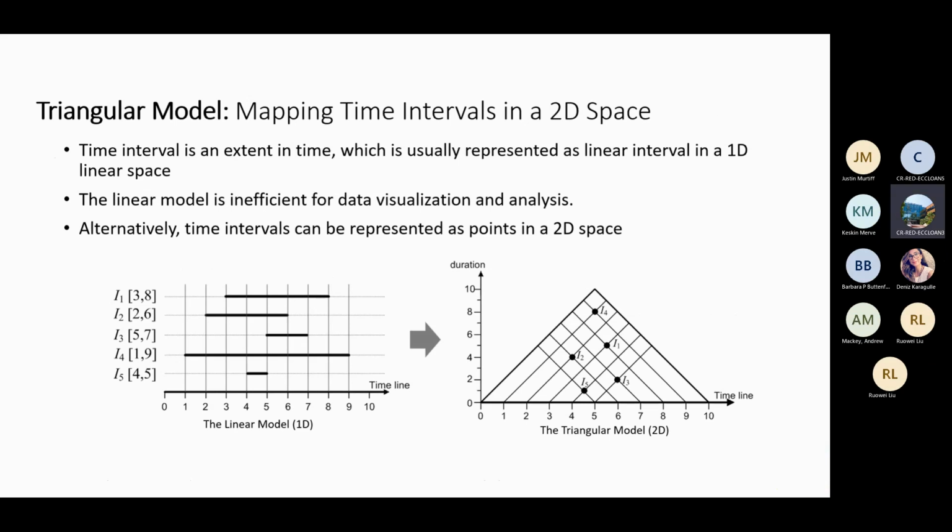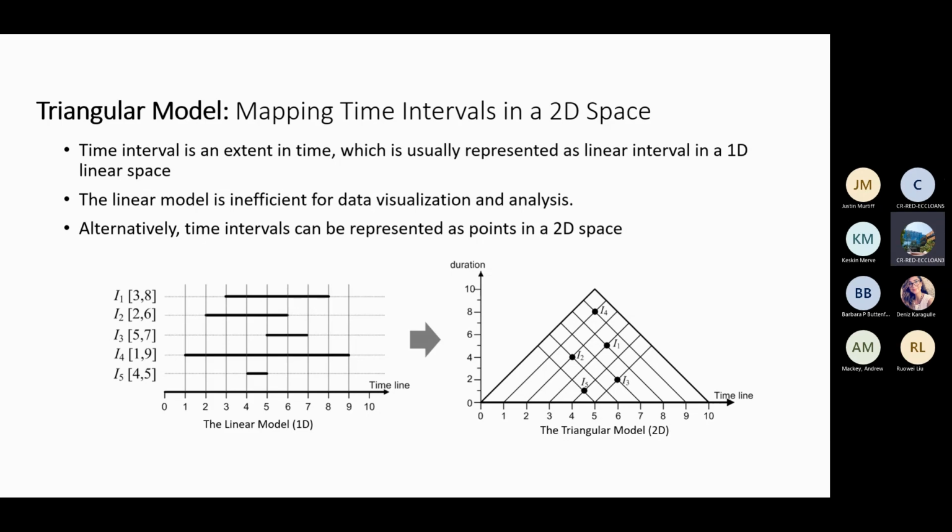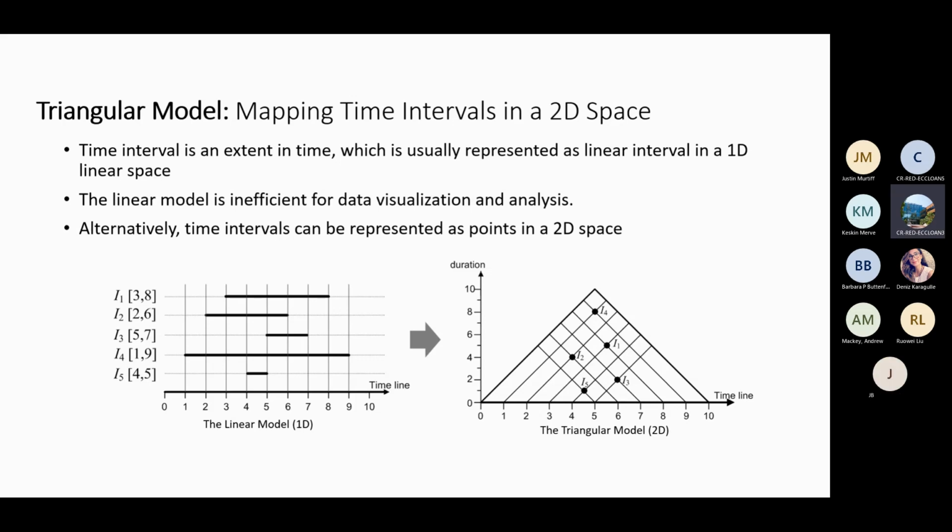Conventionally, time intervals are represented as linear segments in a one-dimensional space. The linear time is intuitive to many people. However, it may not be efficient for data visualization and analytics. Alternatively, a time interval can be projected to a point in a two-dimensional space using the midpoint and length of the interval as coordinates. The position of the points carry all information of the time interval as described by the linear model, but more efficiently.